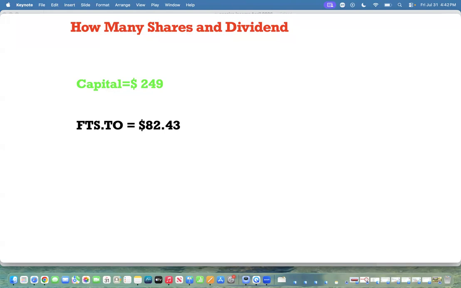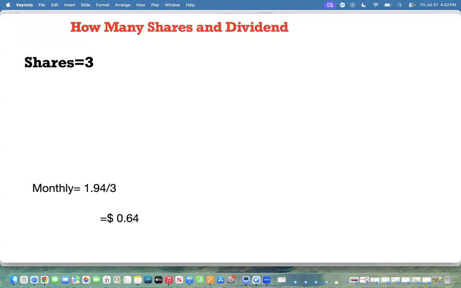FTS.TO is the symbol for Fortis and the price is 82.43. So now let's calculate how many shares, the number of shares that you can buy. In this case, 249 divided by 82.43. Sometimes you round down because you use the ask price, because that is the price that the sellers are willing to give you.